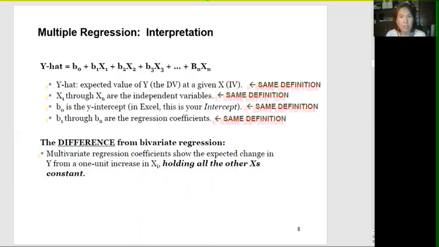Multiple regression interpretation. Okay, so here I put the same definition, same thing. You already learned this interpretation in simple regression. So how do we interpret y-i hat? This is the same as that of simple regression, same definition. X1 through Xn are the independent variables. B0 is a parameter estimate.